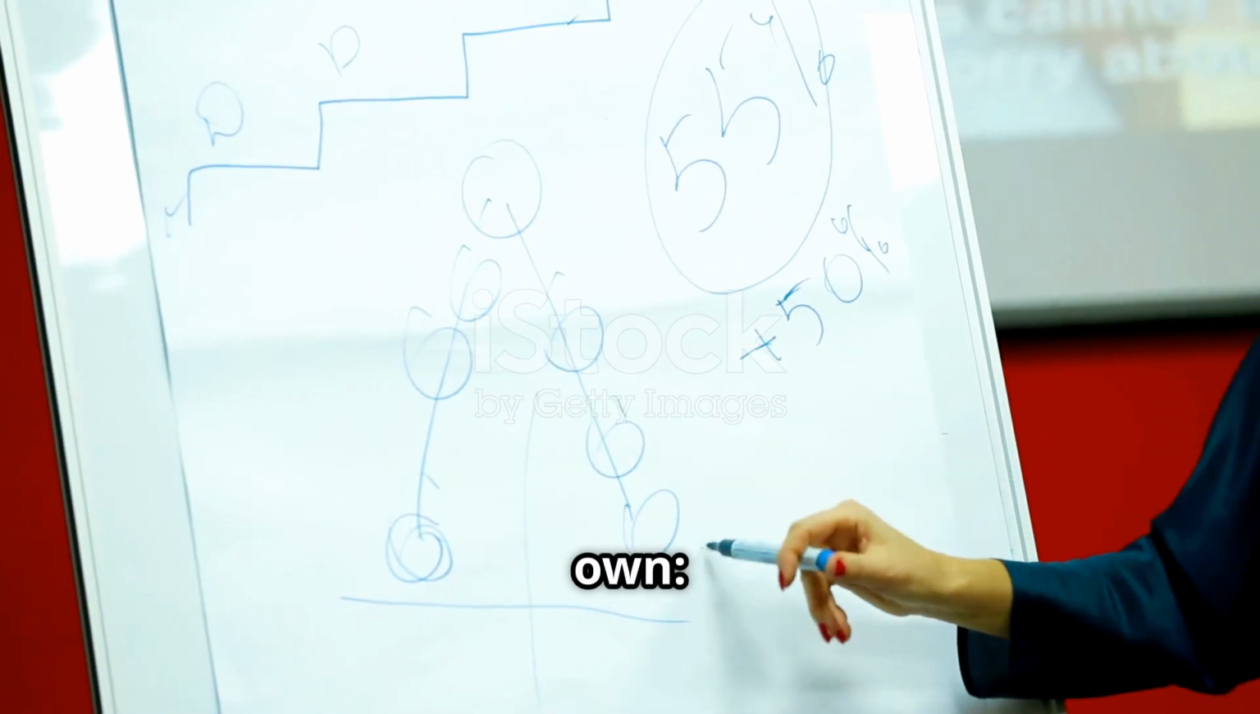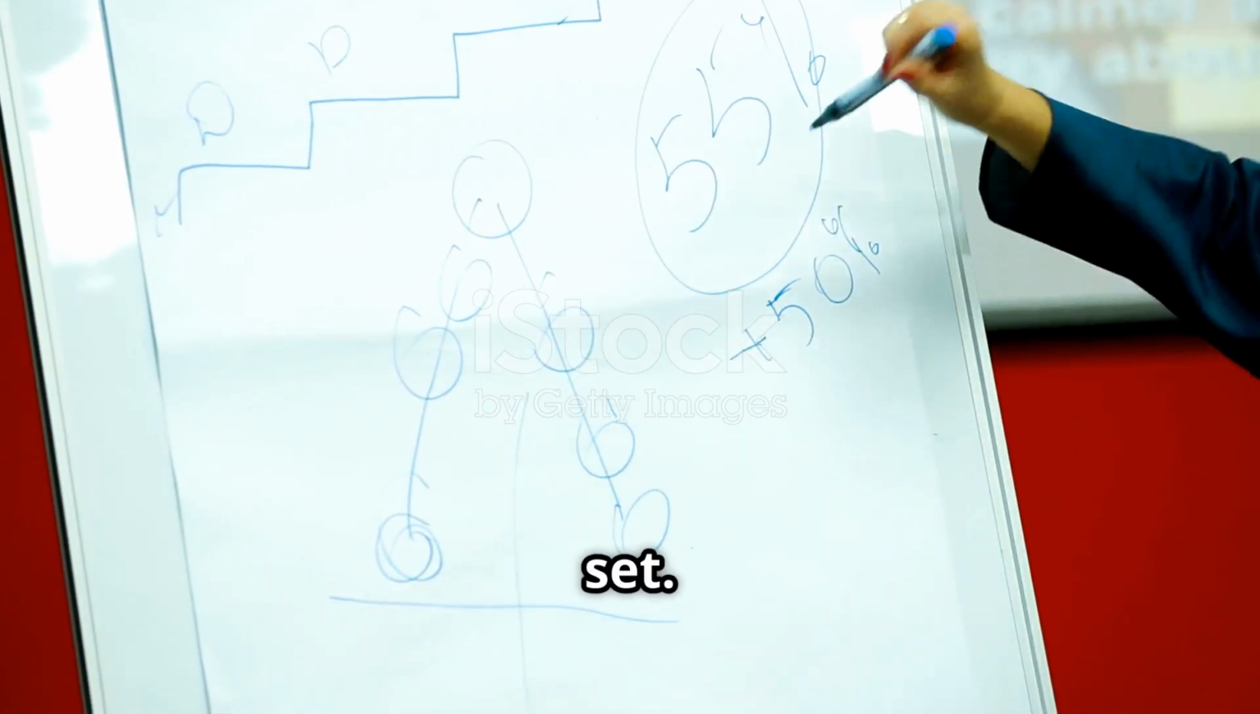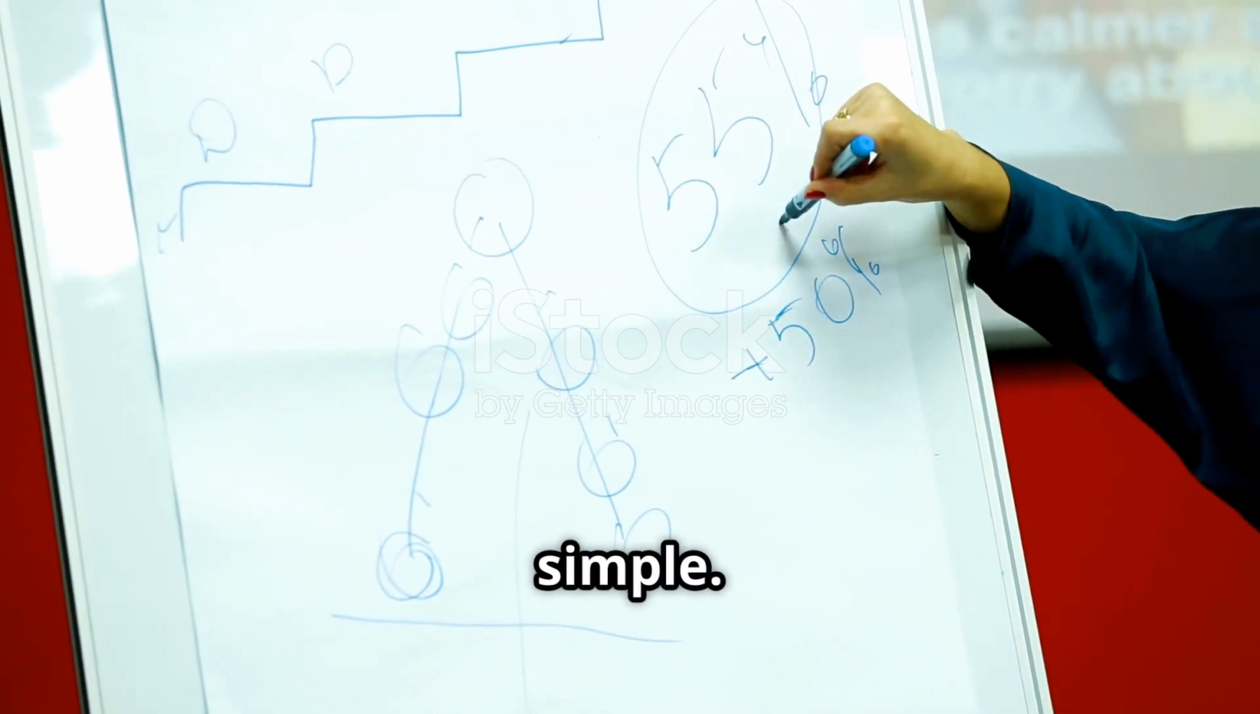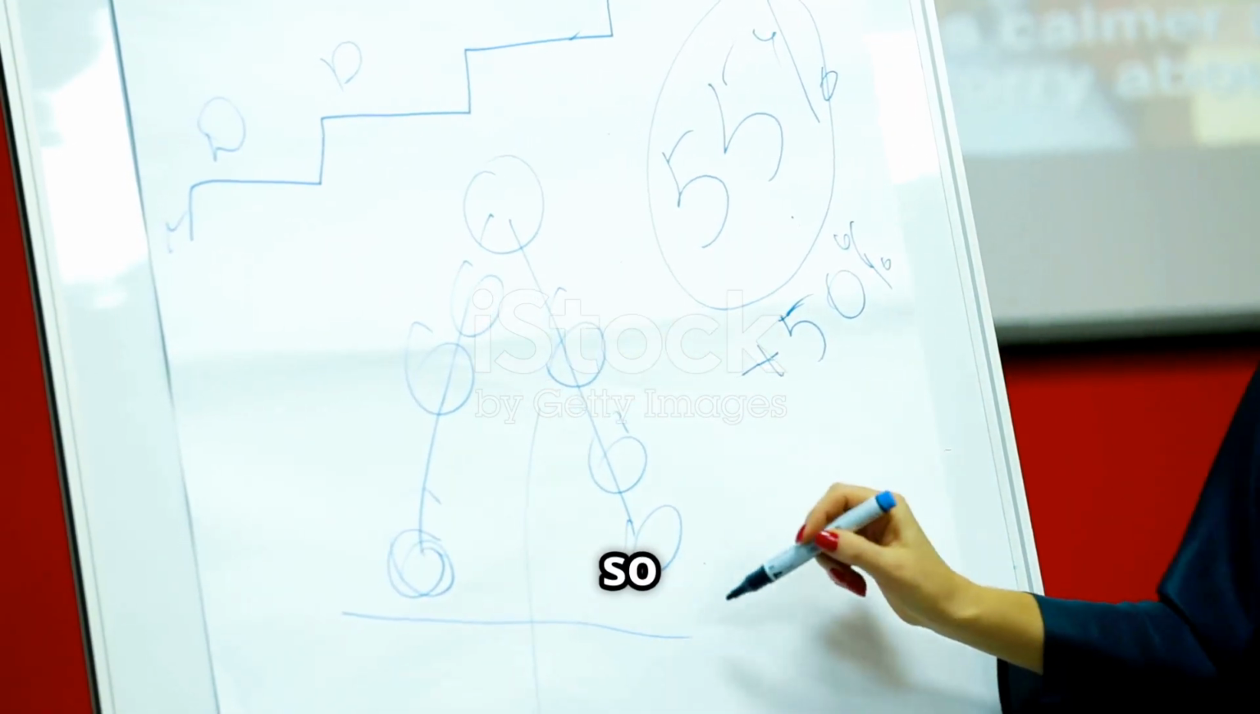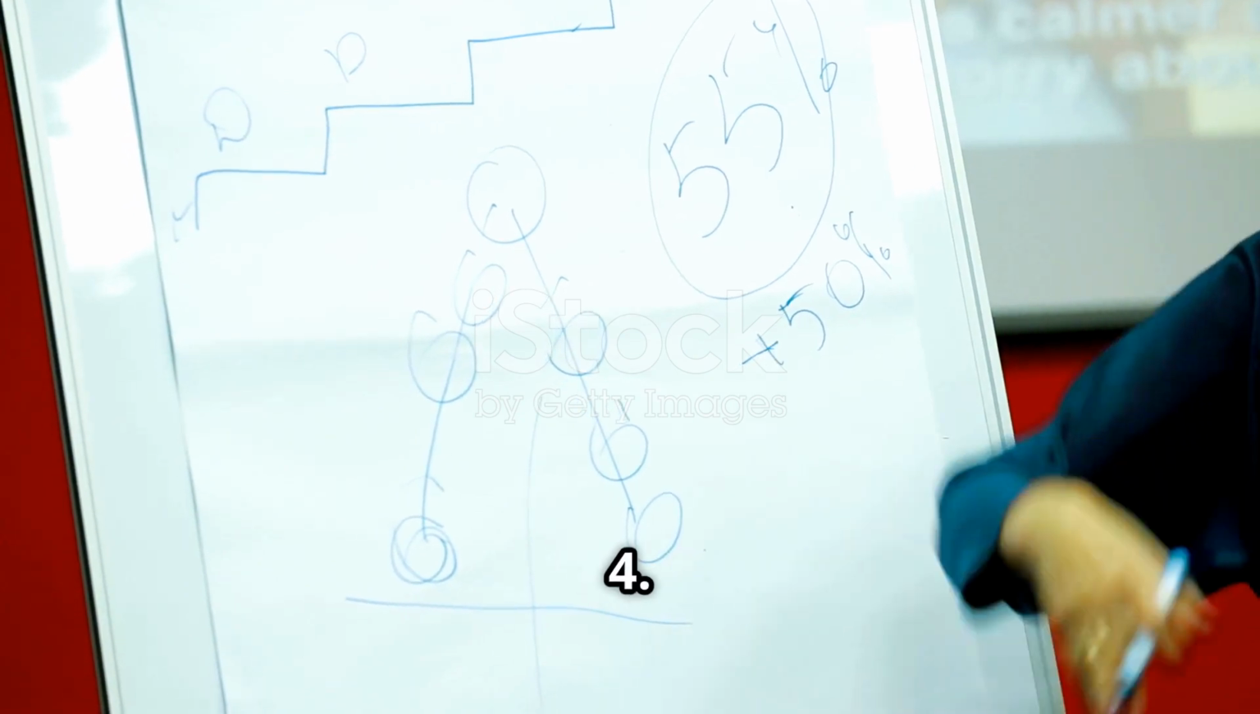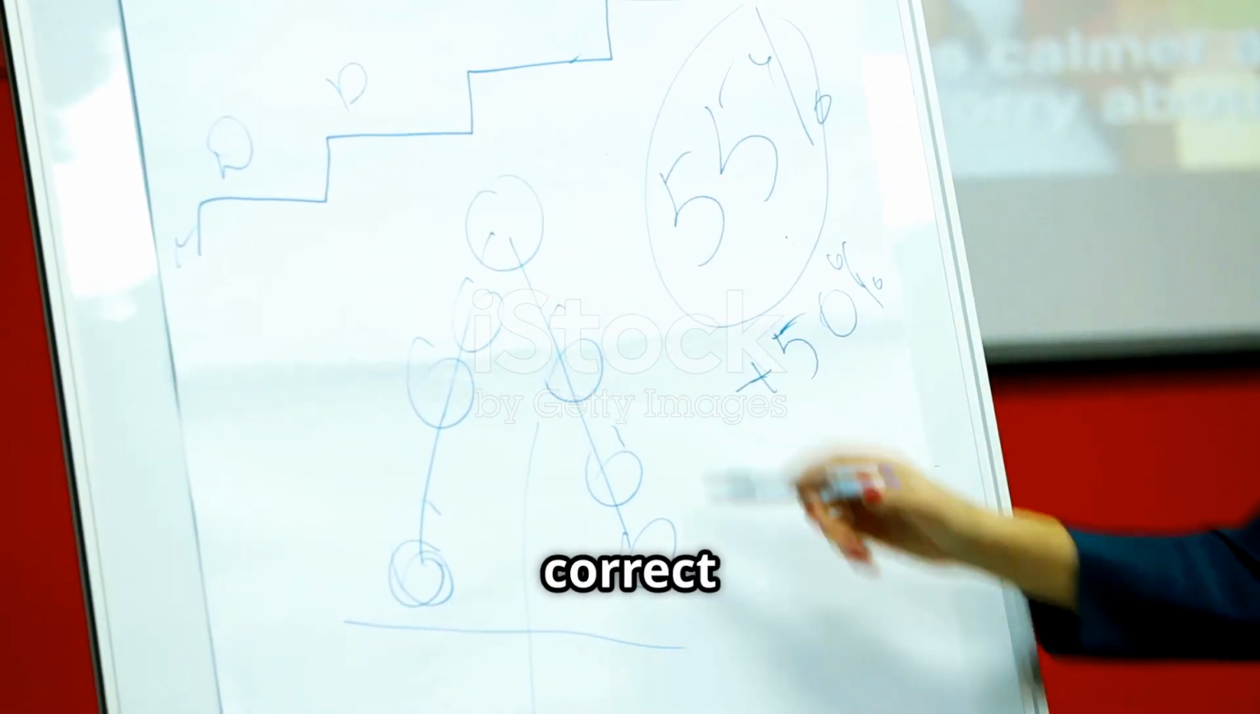When making your own: 1. Choose clear labels for each set. 2. Keep the diagram simple. 3. Arrange it so overlaps are easy to see. 4. Double-check that each item is in the correct section.